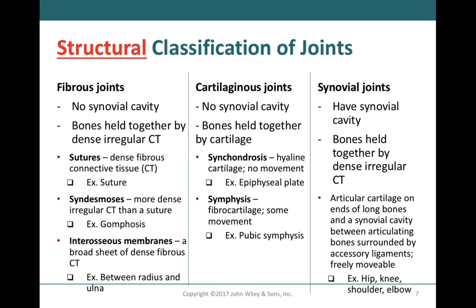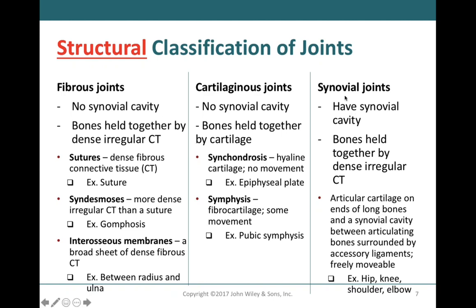And our synovial joints are going to be the only type of joints that do have a joint cavity. And again, we can call this the synovial cavity, and this is where we get its name. Now, synovial joints will have a synovial cavity, which will help to distinguish them from both cartilaginous and fibrous joints. However, synovial joints are also held together by dense irregular connective tissue, just like our fibrous joints were.